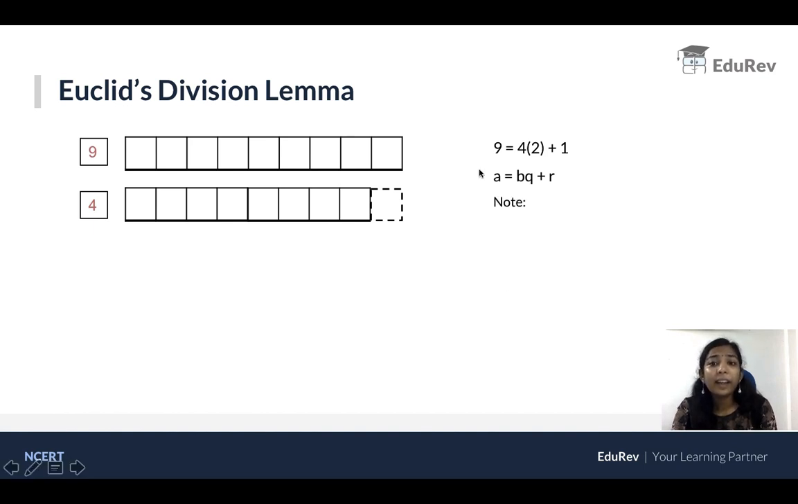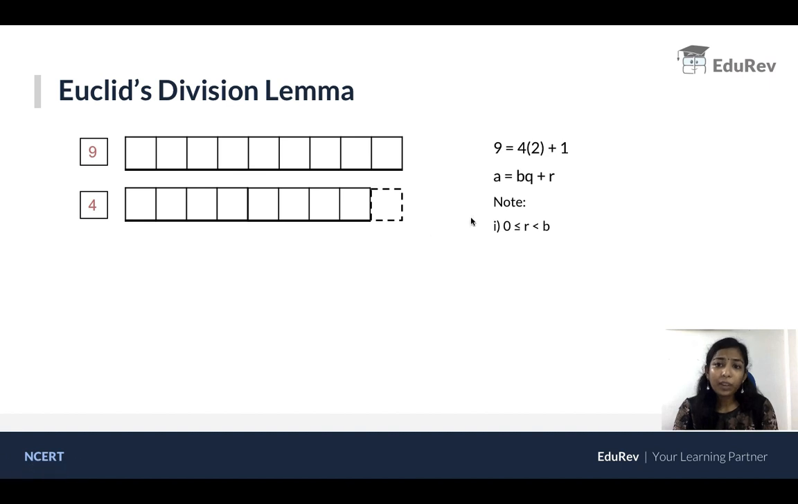But here R has a condition. The R value should always be greater than or equal to 0 and less than B. Why did this condition come? In the same example, if the block was 8 units, there is no space left. You will fill it with 2 blocks. So R can be 0. I can simply write 8 is equal to 4 into 2 plus 0. So that condition is possible. That's why R can be equal to 0. And in that case, the first number is divisible by the second number, or the second number is a factor of the first number. And another condition is R is less than B.